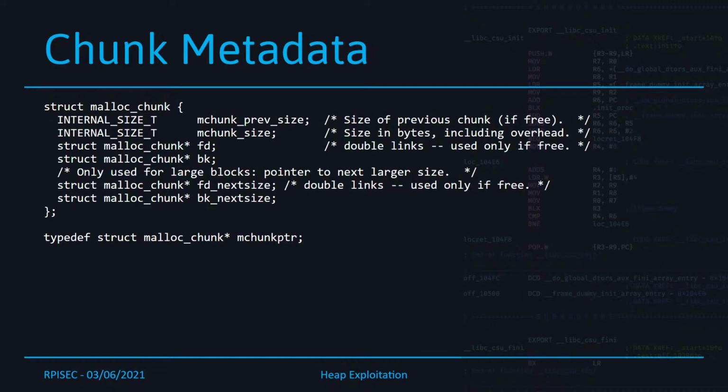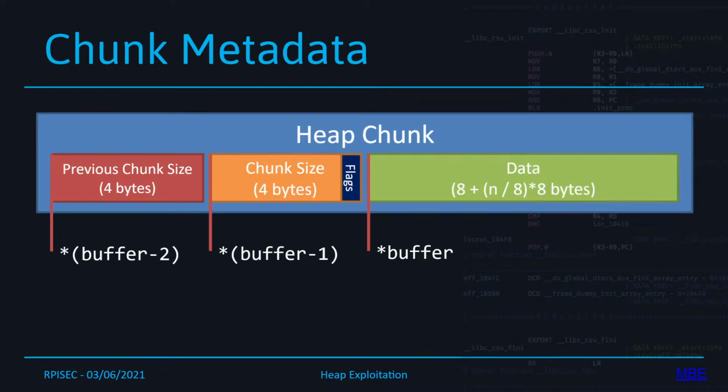That tells you how it actually knows what to do with the thing, and then it has these forward and back pointers. These are used to manage the chunks. Sorry, I said bins. And again, we'll touch on that in a second. So here we have a little visual representation of what that looks like.